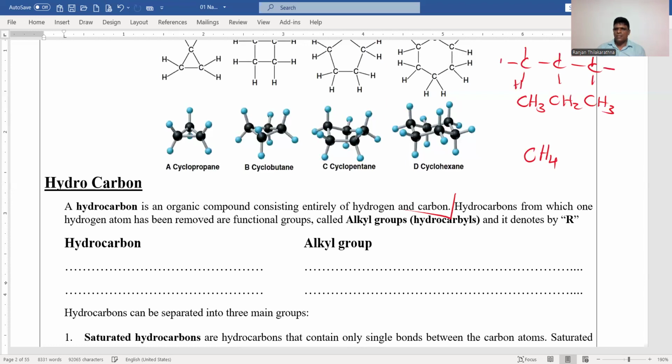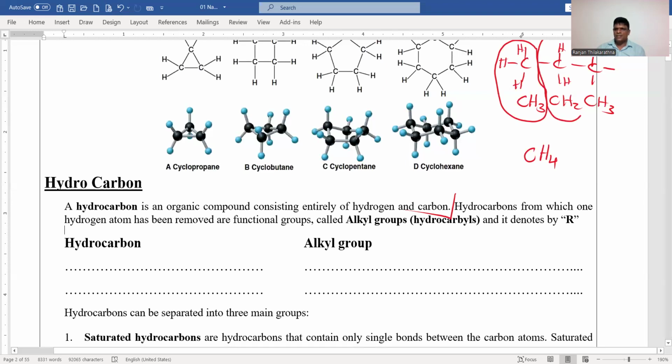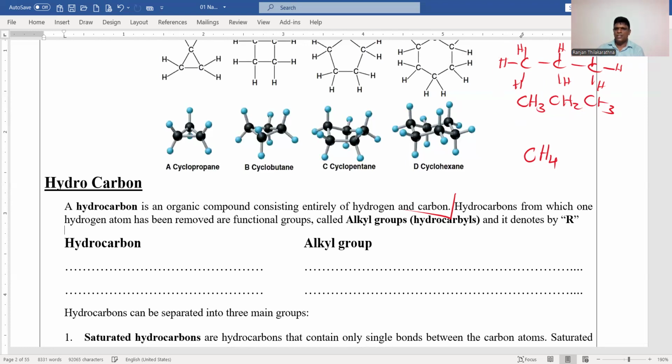This carbon has three hydrogens, so we write this as CH3. And this carbon has only two hydrogen atoms attached, so we say it is CH2. And this is again CH3, as that carbon has three hydrogen atoms. This is called the condensed form of the formula. Then this is propane. Propane can be written as CH3, CH2, and CH3 like this.